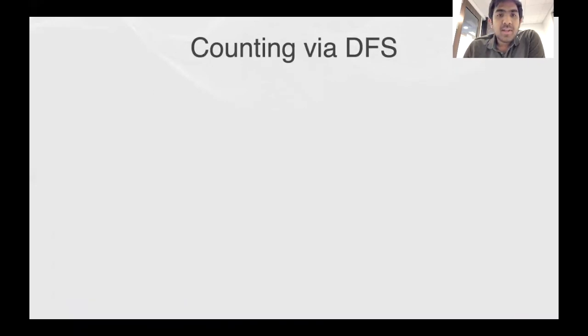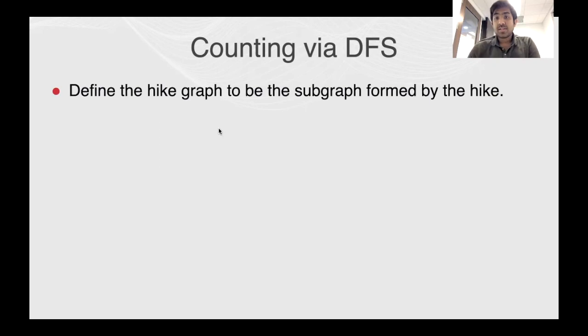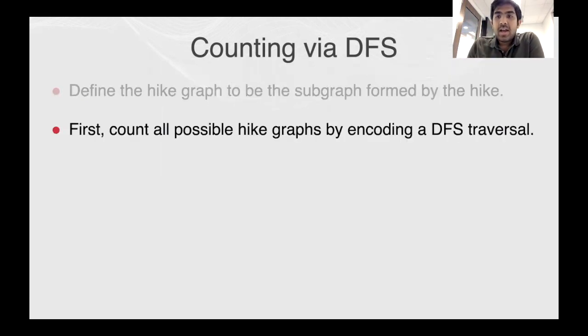And we do this by counting in a very different manner. So let's define the hike graph to be a subgraph of the base graph which is traversed by the hike, right? So this is the subgraph that you see on your walk. And we're going to count hikes by dividing it into 2 steps. So first we count all possible hike graphs. And then for each hike graph, we're going to count the number of hikes that can correspond to such a graph.